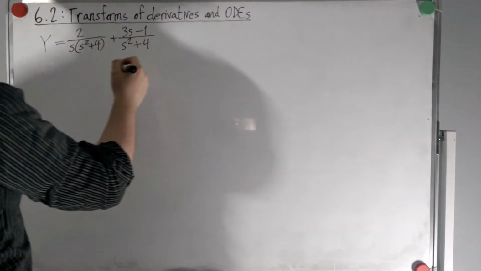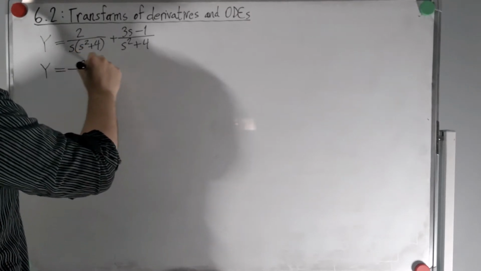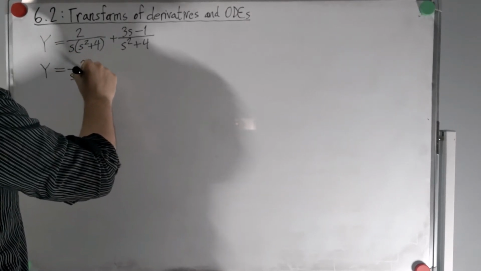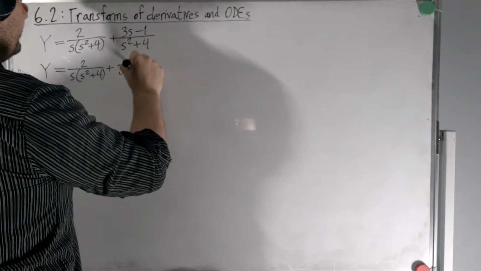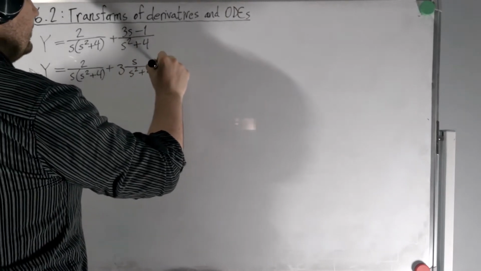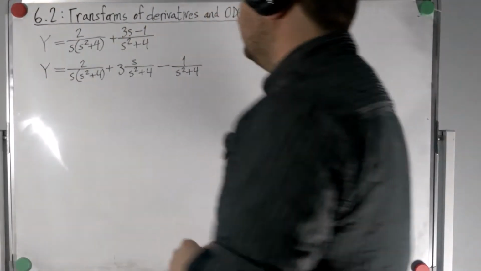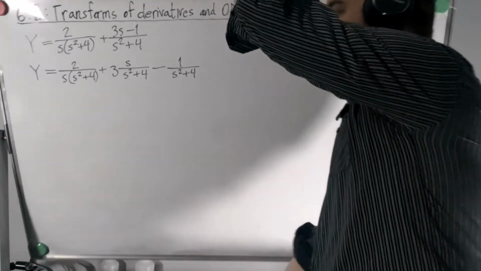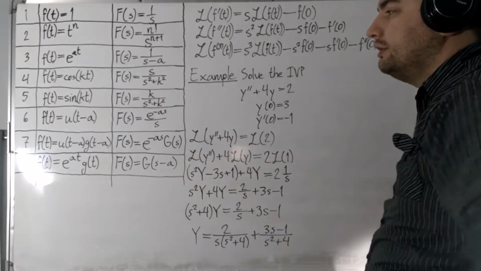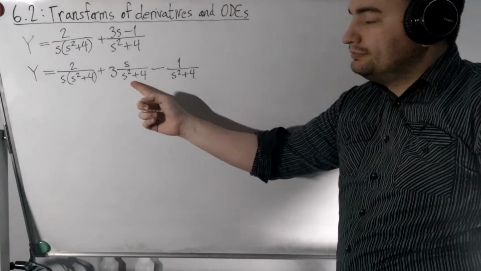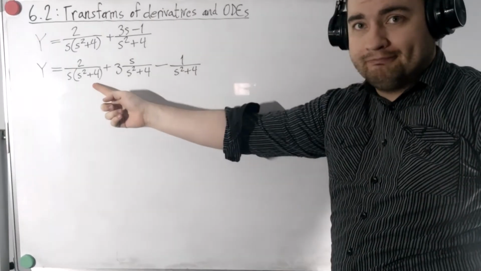First of all, we can break up the second term into some more stuff. We can write this as plus 3s divided by s squared plus 4, minus 1 divided by s squared plus 4. And if you look at the table, you realize that we have some things on the right-hand side that look kind of like both of these. Okay? What we don't have is something that looks like this.